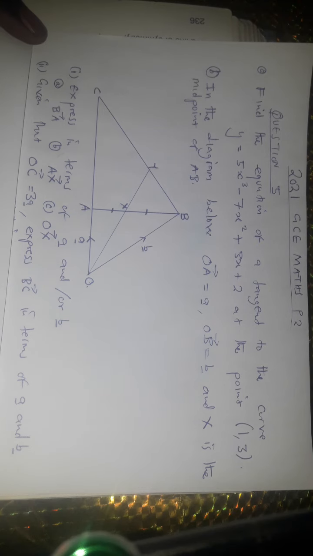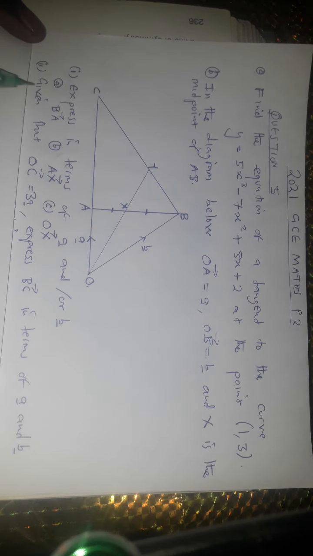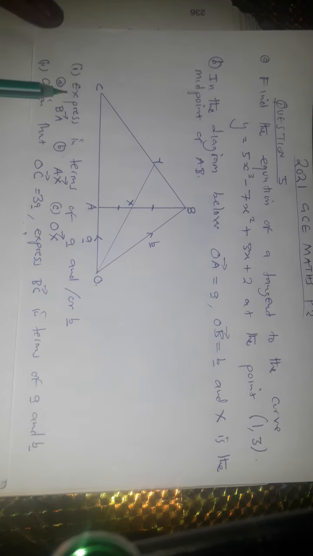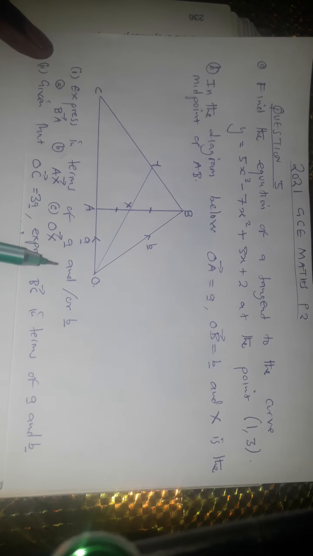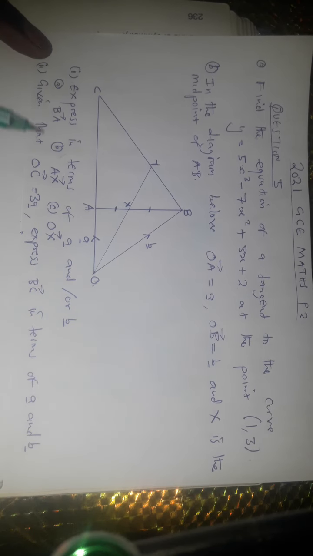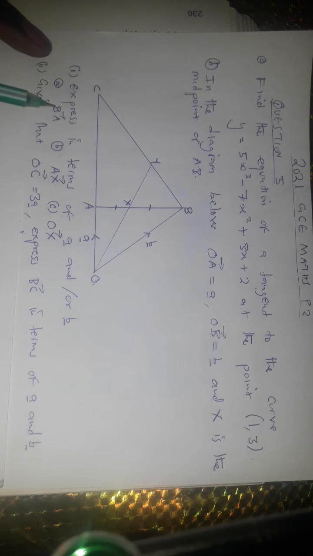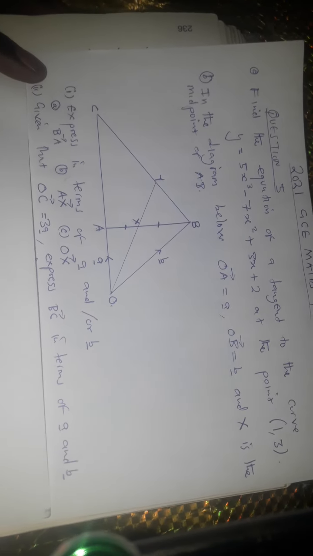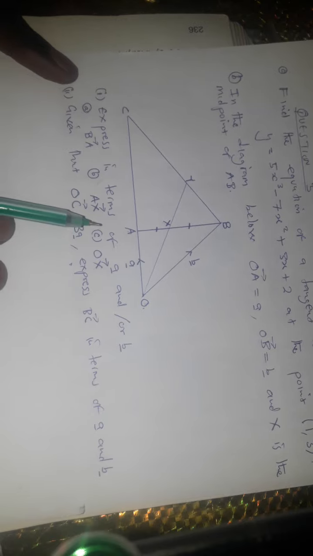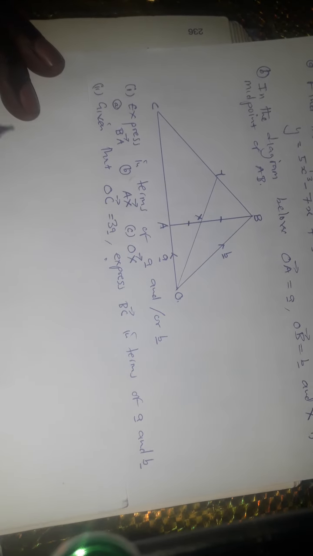Okay, so we are still considering question number 5, and having looked at part A of the same question, we can now move our attention to 5B, which has got two parts, part 1 and 2. So the first part in B is saying express in terms of A and or B the vector BA. So to begin with, here is what we need to do to get the solution.